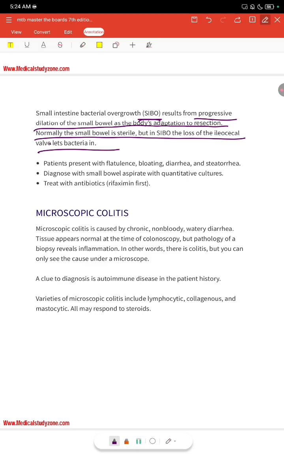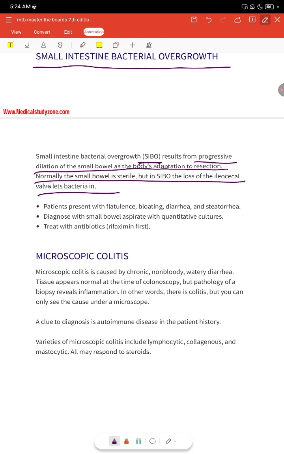So once you resect the portion of bowel, the small bowel tries to dilate progressively as the body's adaptation to resection. So usually the small bowel is sterile, it does not contain the bacteria, but in patients of small intestine bacterial overgrowth, the loss of the ileocecal valve lets bacteria in.